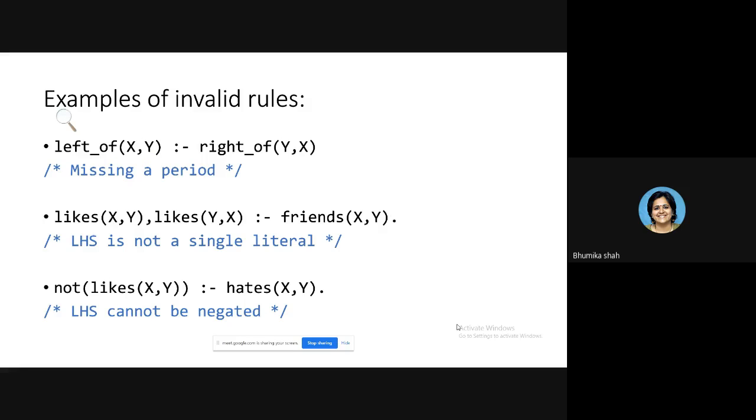Let us go to the second statement. Likes x comma y, likes y comma x. So here what happens is that you have multiple predicates separated by and written on the left side, which is not allowed. On the left hand side, only an atomic predicate should be there. The rule's name only should be there. So this is invalid. The next expression says not likes x comma y, it says hates x comma y. This is also not allowed. On the left hand side, you cannot use any keyword or any operator applied on a predicate. This is not allowed. Okay, so these are the examples of invalid rules.